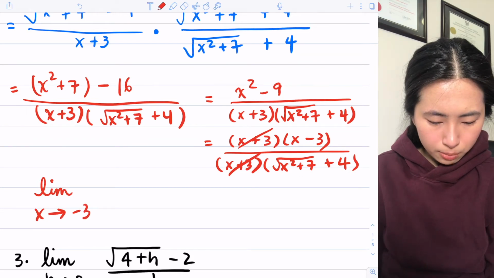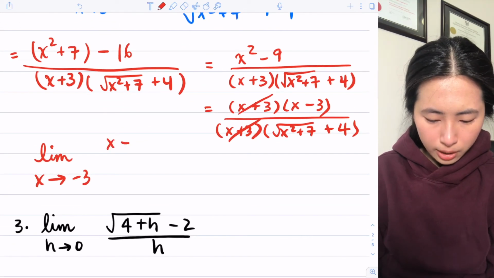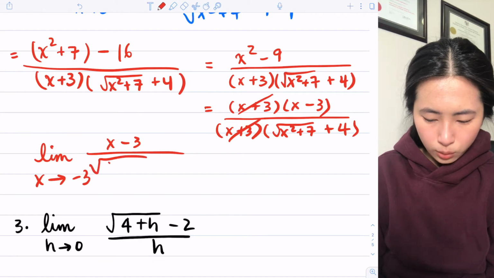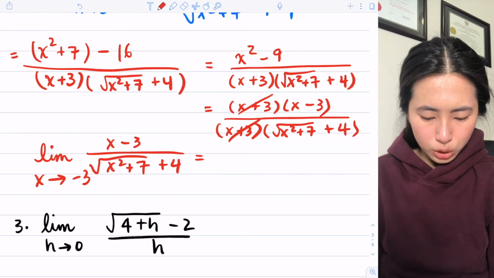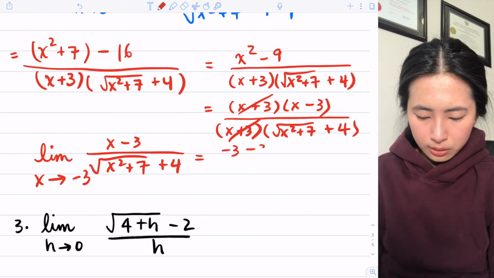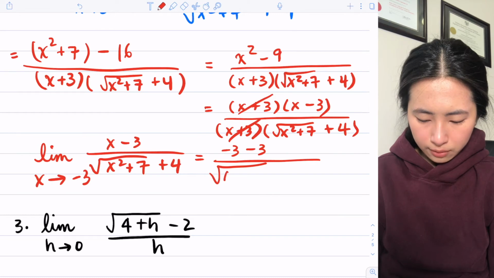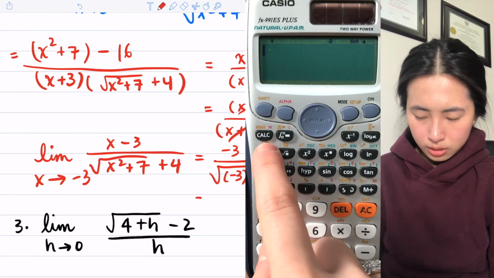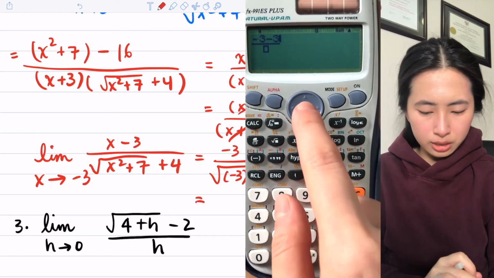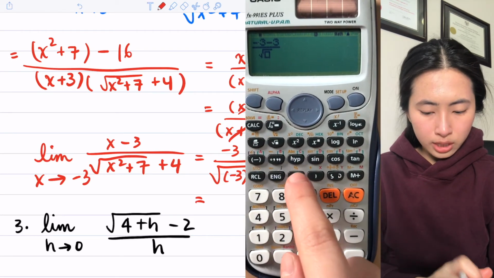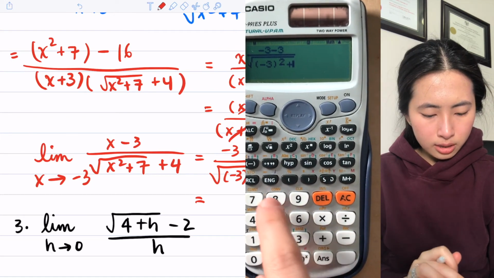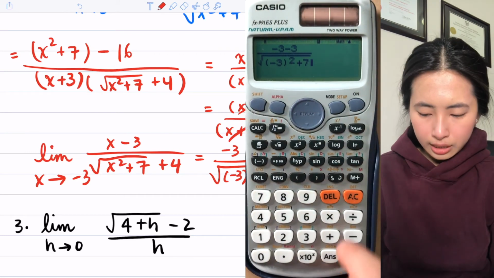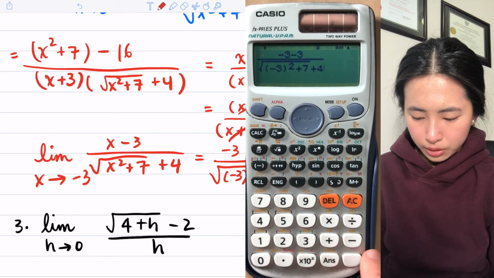So limit when x approaches negative 3, we have x minus 3 over square root of x squared plus 7, and this is plus 4. So we apply direct substitution, so we would have negative 3 minus 3 over square root of negative 3 squared plus 7, and this is plus 4. So just take your calculator and punch in the numbers. So negative 3 minus 3 over square root of negative 3 squared plus 7 plus 4. So our final answer in this case would be negative 3 over 4.